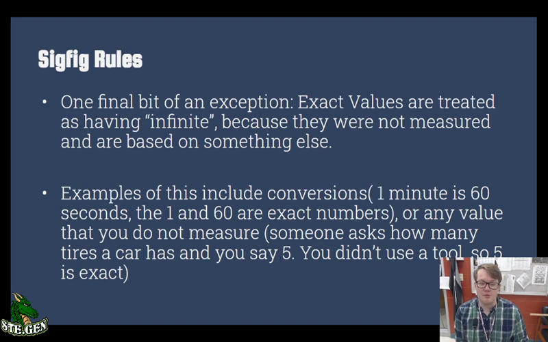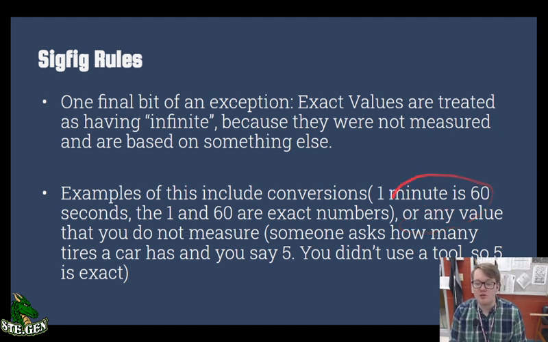Another example would be 1 minute to 60 seconds. 1 and 60 are exact numbers. That doesn't mean 1 is 1 sig fig, 60 is 1 sig fig. 1 minute is not, oh, there's 1 minute in 60 seconds. It's not like about 1 minute is about 60 seconds. It is exactly 1 with infinite zeros behind it, exactly 60 seconds with infinite zeros behind it. It is exactly 60 seconds in 1 minute. It is an exact value. So we don't have a number of sig figs for them. Their sig fig value would technically be like a number that we just know.